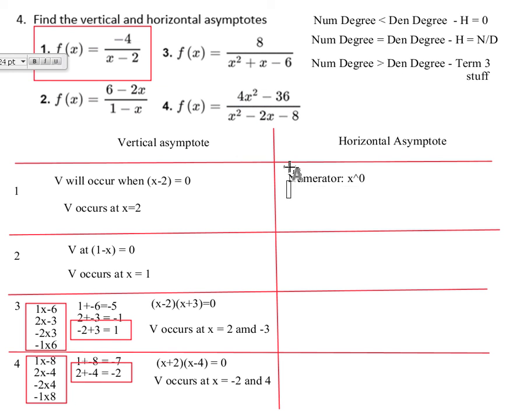Yep, you get it. And for the denominator, let's have a look at it. It's x minus 2, so x is to the power of 1. Okay? So currently the numerator degree is less than the denominator degree, therefore the horizontal asymptote occurs at y equals 0. Okay. Cool. Now let's look at question 2.